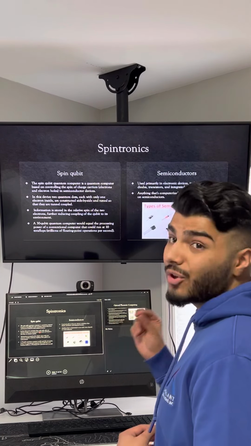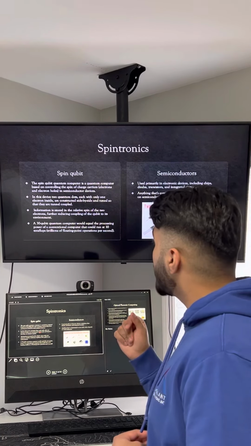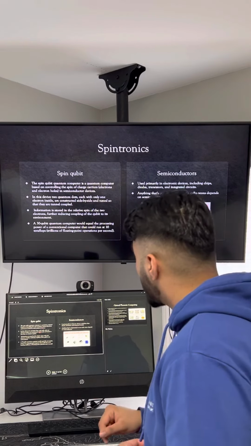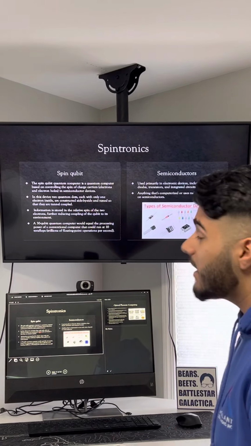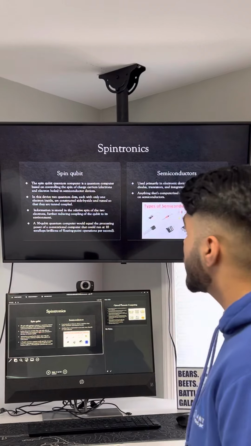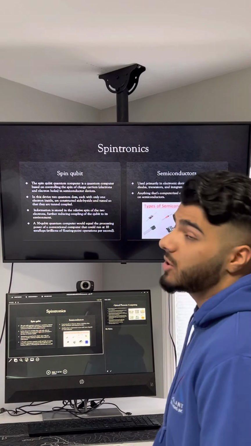All right, a 30 qubit quantum computer would equal the processing power of a conventional computer that would run at 10 teraflops. So a teraflop is trillions of floating point operations per second.